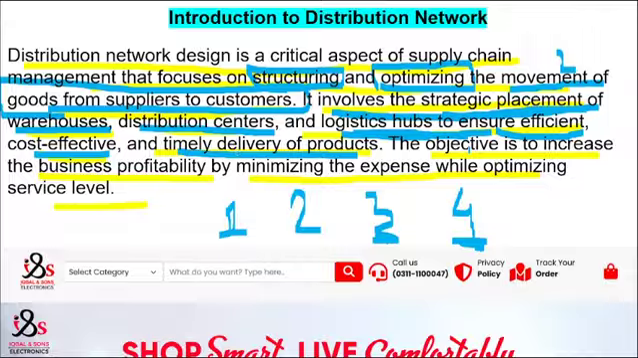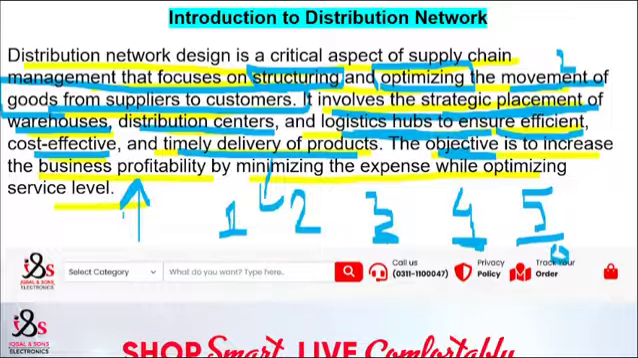Now talking about the main core thing, the objective. The number fifth thing is the objective. The objective is to increase the business profitability. How? By minimizing the expense while optimizing the service level, or you can say by increasing the service level.